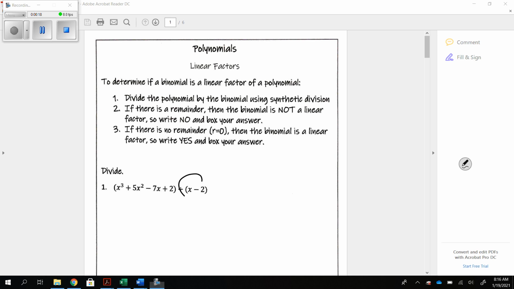This is called the binomial. This is the polynomial, okay? You divide it using synthetic division. Remember, synthetic division is the one where we make the L, we write the coefficients, and we take the opposite number. Most people like this.